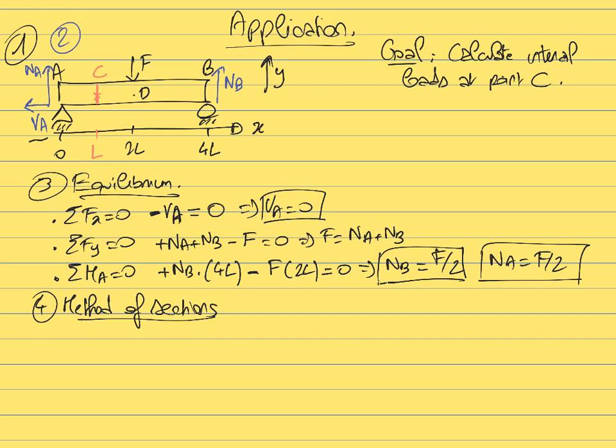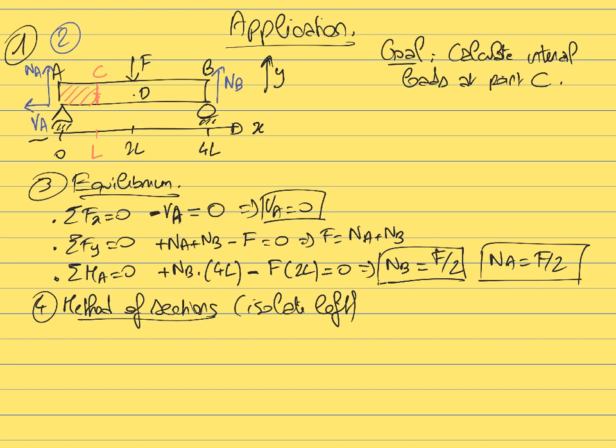And now we need to decide to isolate either the left or the right. In this case, it's always good to isolate the section that has the least amount of external forces. Here it's better to isolate the left part because there is more force applied on the right part than on the left part. So in this case, it's going to be preferential to isolate the left part. So we are going to isolate the left.